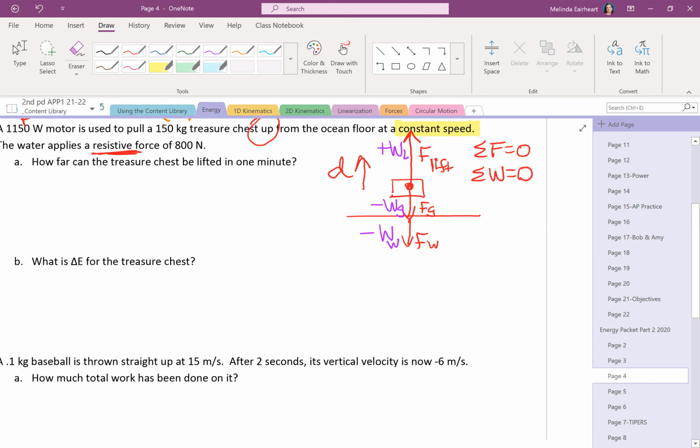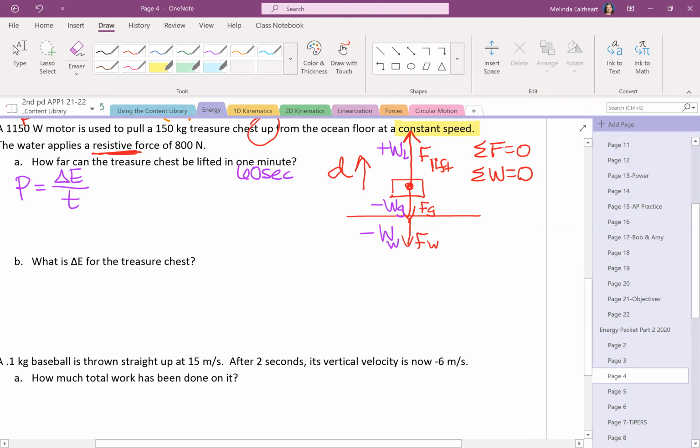And so, A, how far can we lift the treasure chest in 1 minute? Okay, in 1 minute. Minute, 60 seconds. That's my first thought. And so with time, do we have time in our work and energy equations? Well, it relates to energy, but power equals the change in energy, and that's a mechanical energy maybe. We haven't specified what change there. And then divided by time.